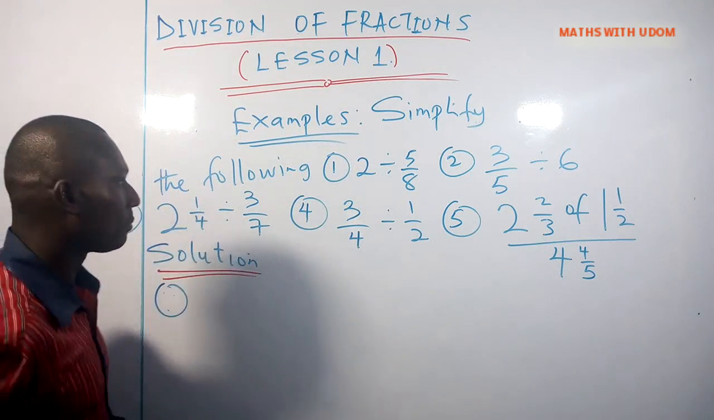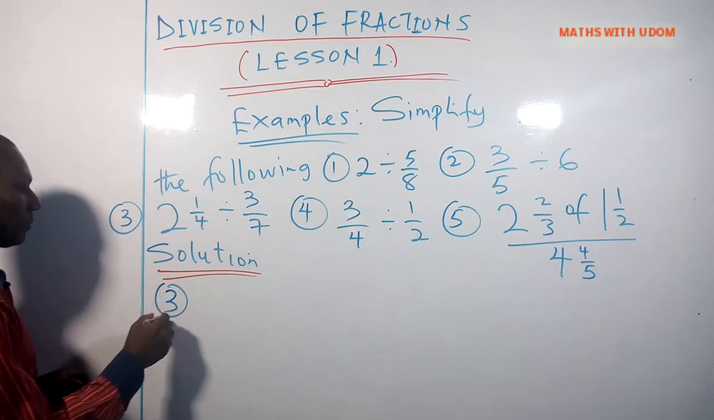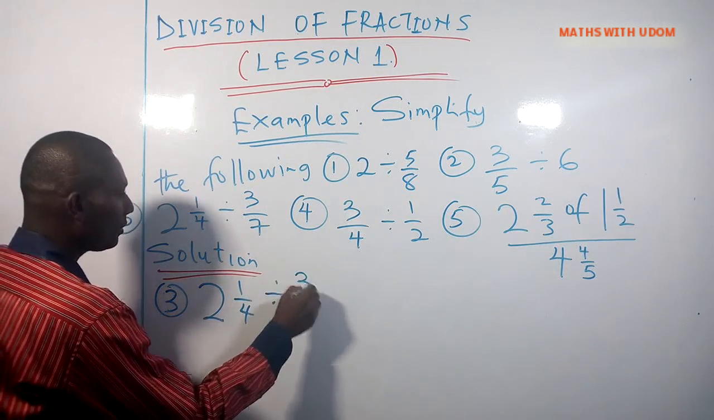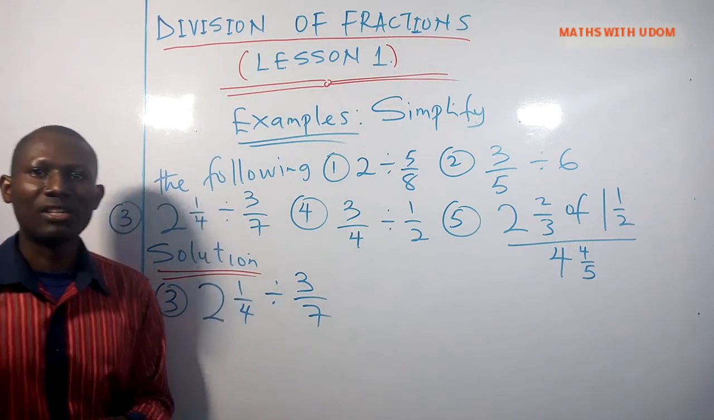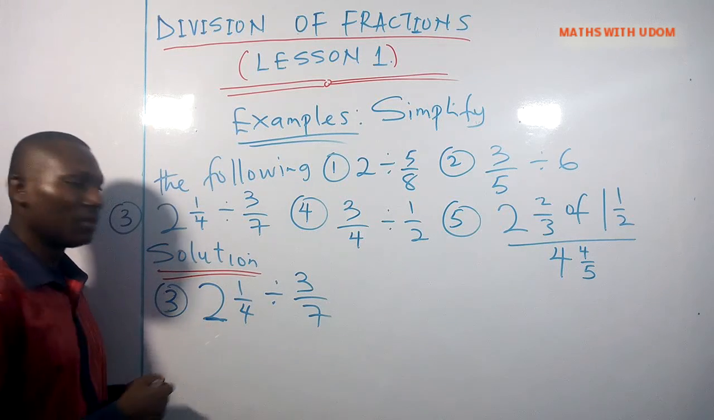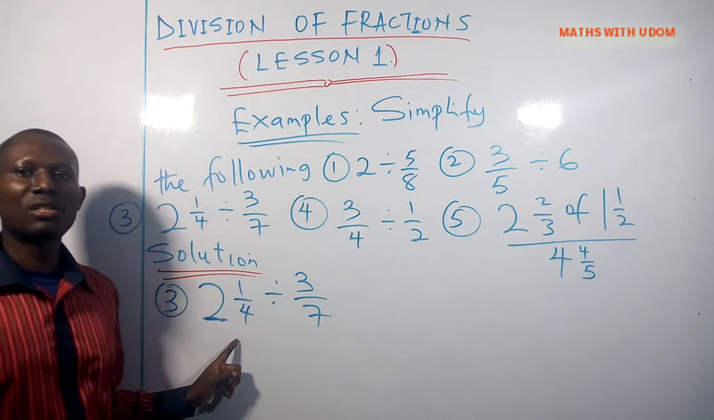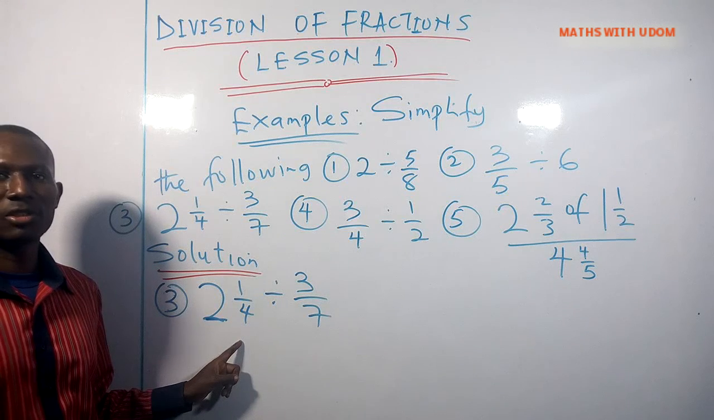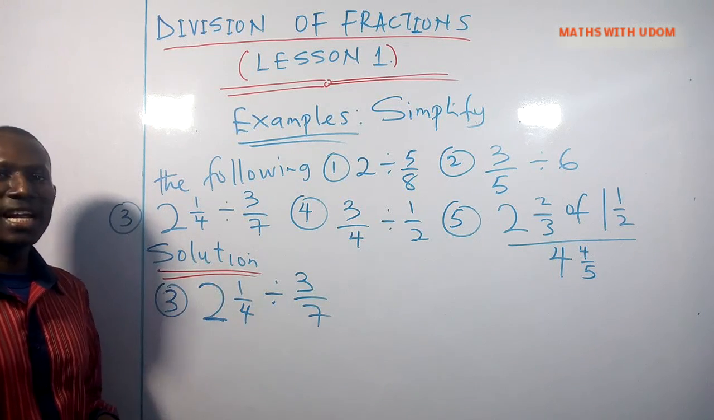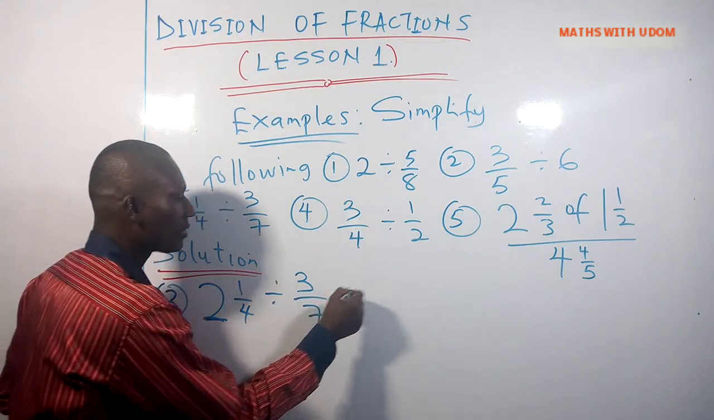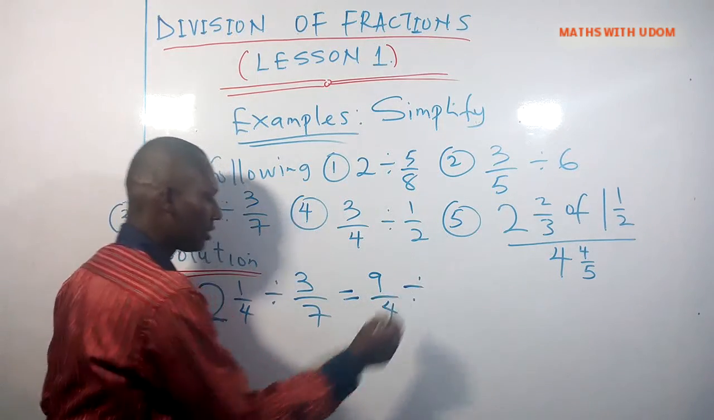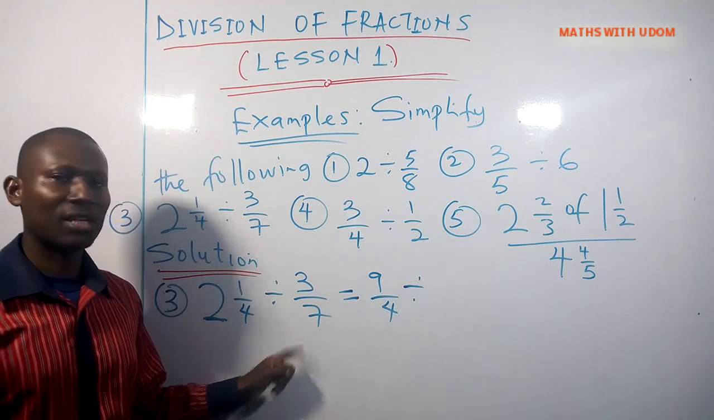So what do we have in example 3? We have 2 whole number, 1 over 4, divided by 3 over 7. The first thing to do is to change this mixed fraction into an improper fraction, and then we'll continue. So 4 times 2 is 8 plus 1, 9 divided by 4. So this gives us 9 divided by 4, divided by 3 over 7.